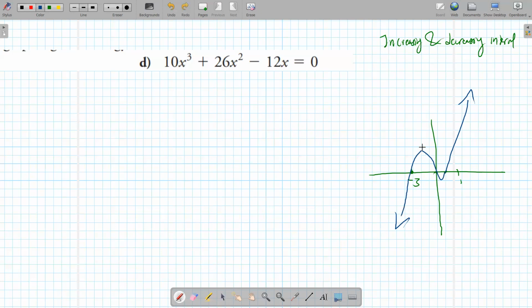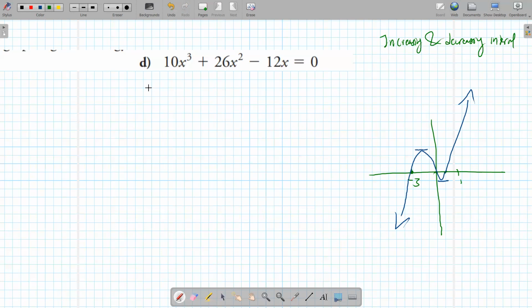What's so special about this area and this area? What's going on there? There's a turning point, right? It flips. What's special about a slope at a turning point? 0. What's 0? The slope. The slope is 0, right?